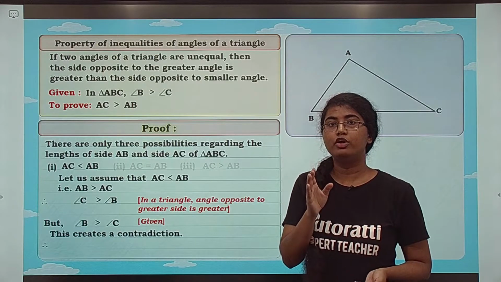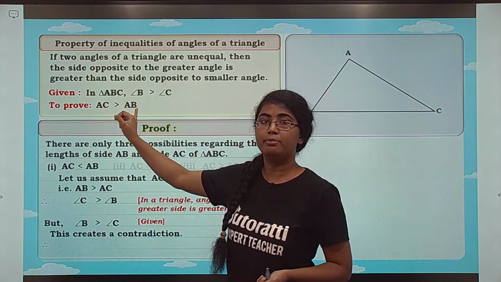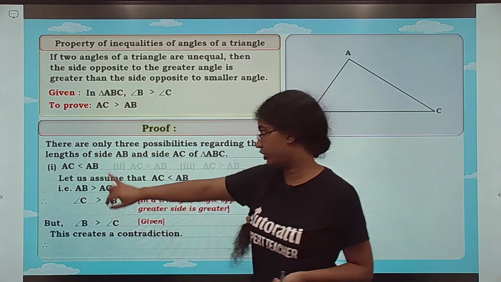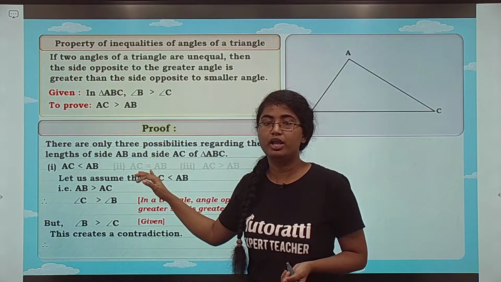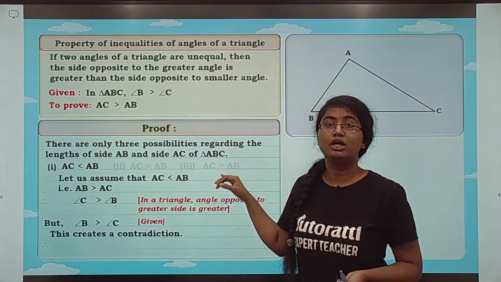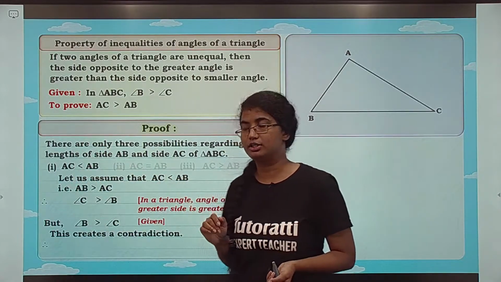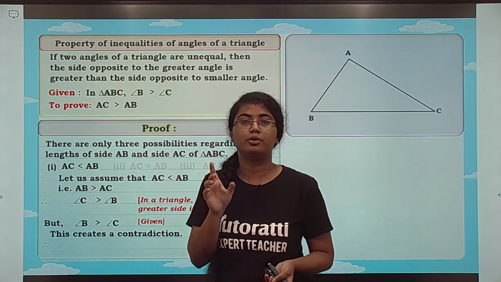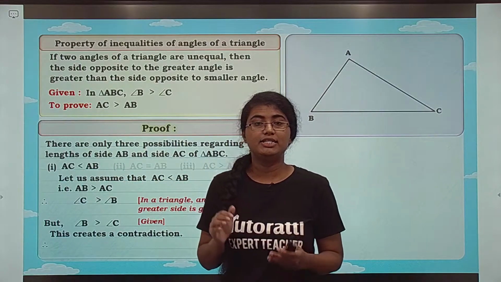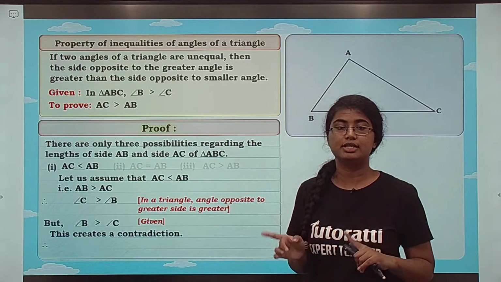Now first, we are going to be doing an indirect proof. Okay? Proof क्या करना है? AC is greater than AB. So there are three possibilities. Either AC is less than AB, or AC is equal to AB, or AC is greater than AB. So in these three possibilities, let's try to prove क्या हो सकता है. First possibility क्या है? AC is less than AB. So let us assume that in the triangle AC is less than AB.